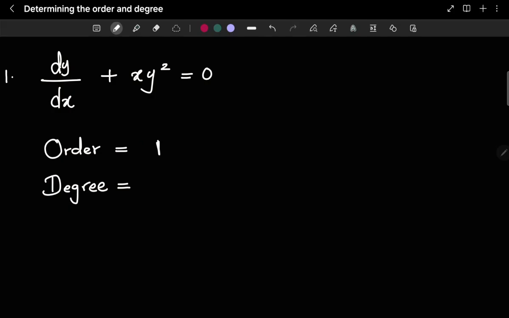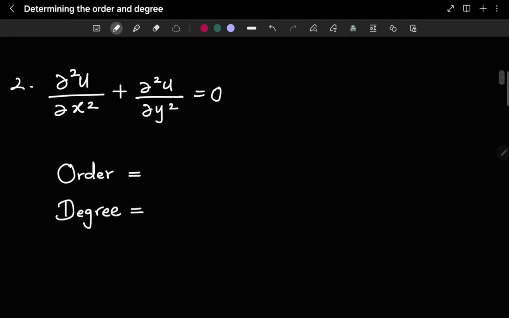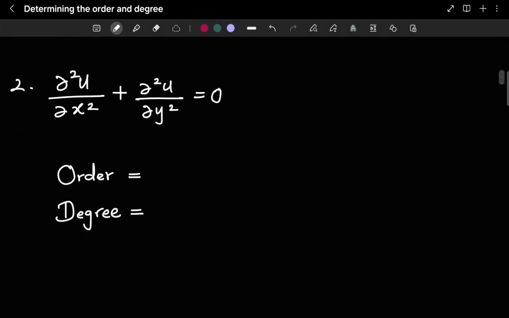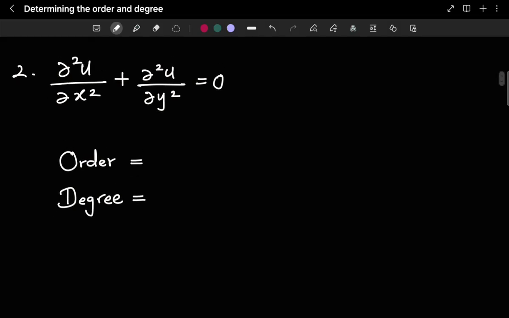And the degree is the power to which the highest derivative is raised. So here the first derivative is raised to the power 1. So we can write the degree as also 1. So moving on to the second one, we have a partial differential equation here. Doesn't matter, we can determine order and degree of partial differential equations as well.